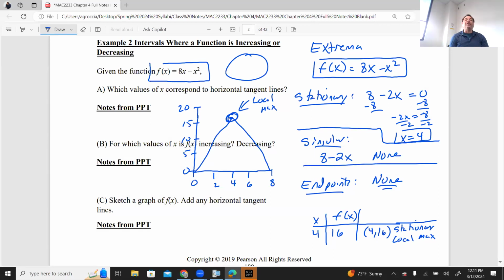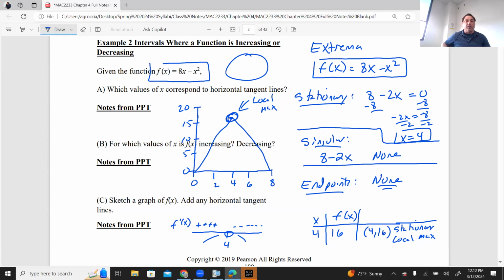Now, could I have made a sign chart? Yeah, I would have made a sign chart at 4. I would have plugged into the derivative numbers before 4, and I would have gotten positives, which means it's going up. After 4, I would have gotten negatives, which means we have a max there. So a sign chart's not bad. It's just different. But I like having a graph.